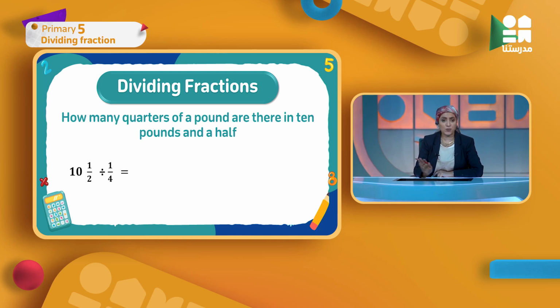The same way as we took now, I have a mixed number. I have to change it into a fraction before I start my operation. So 2 times 10 is 20 plus 1, it's 21/2 divided by 1/4.